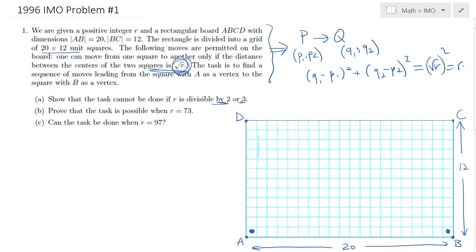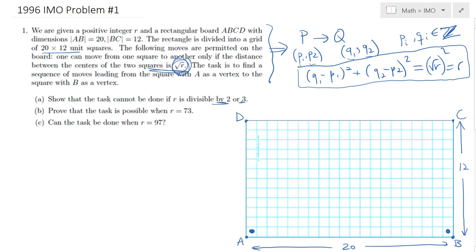So obviously here I'm considering the centers of these squares. I'm just locating this rectangle ABCD such that each unit square has its center on a lattice point, right? So therefore, the P sub i's and the Q sub i's are integers. You have integer coordinates. Points. You move from one integer coordinate point to another, and the move is a legal move if this condition is satisfied.